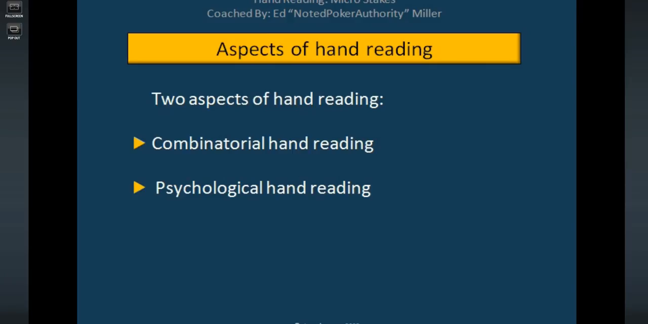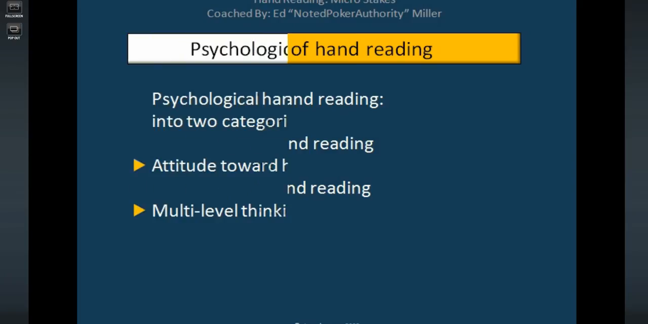And then the second type of hand reading is, I would say, equally important, and that's psychological hand reading. Combinatorial hand reading is sort of the foundation, that mathematical foundation that underlies everything in poker. And then psychological hand reading is where you overlay your observations about your opponent on top of that, and you try to intersect those two things to come up with a good idea for what your opponent has. So that's the two basic aspects.